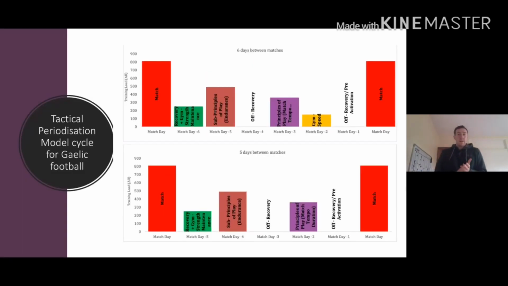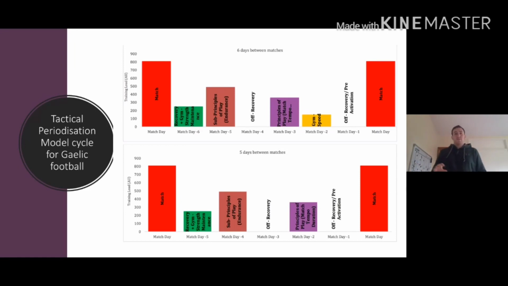What I've done here is I've incorporated the training load on the y-axis, and we see our match there is at 800 units. And like the soccer models, we have 6 days between matches and 5 days between matches. I'll go through each day briefly here, and then I'll go into more detail in the next couple of slides. So after a match, we will have a recovery day with some strength maintenance. This would be a non-contact session, so players could do this at home or in their club gym or local gym.